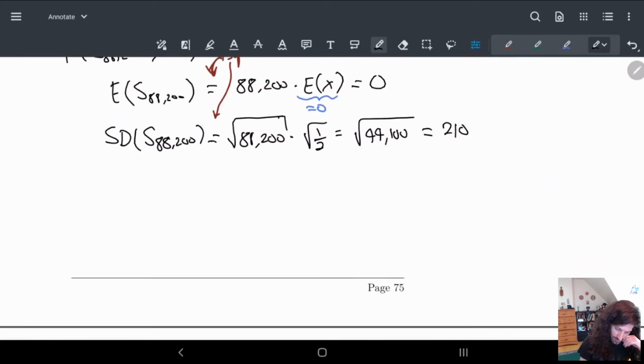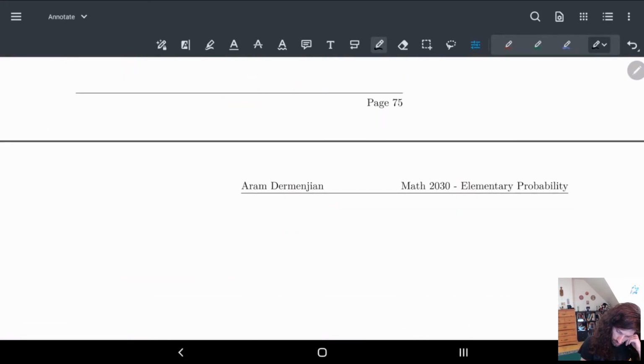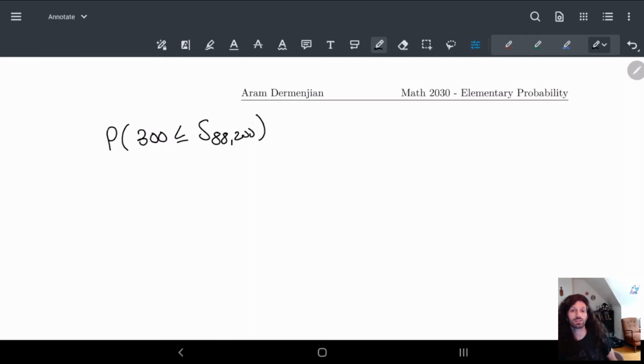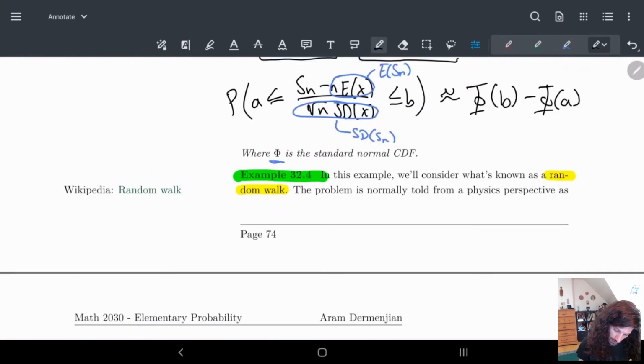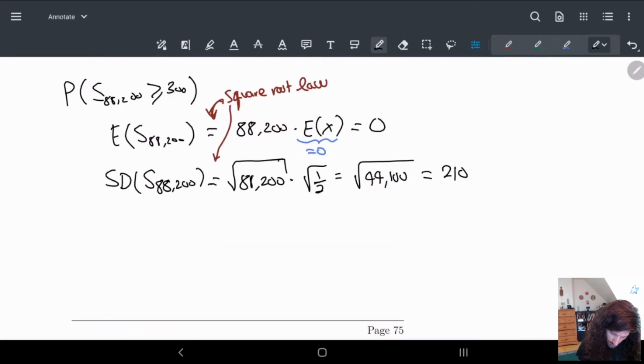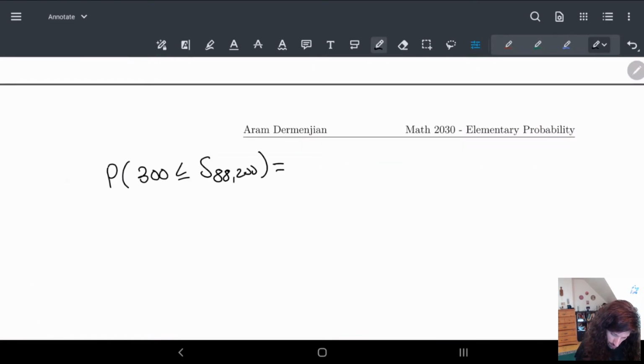And so what we want is this formula here. So let's calculate that. I have room here. So let's calculate this. 300 is less than S of 88,200. And at this point, this should look similar, right? So the thing is, we're going to go back and look at our central limit theorem. And notice how the central limit theorem has a and b, but we have to do the expected value and the standard deviation, right? And so what we need is to actually take this and standardize it.